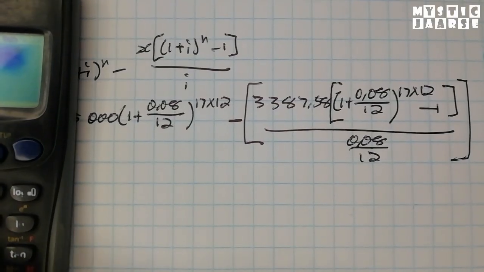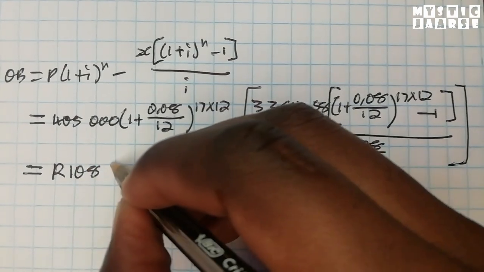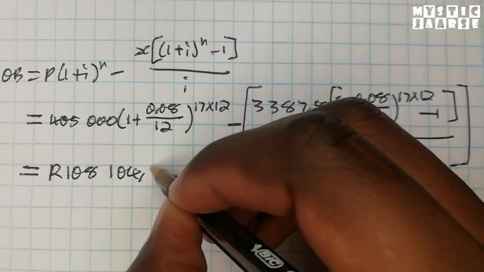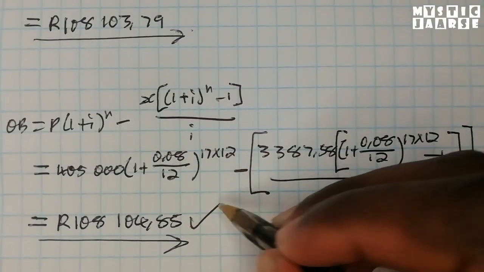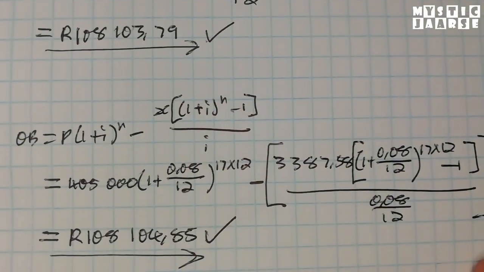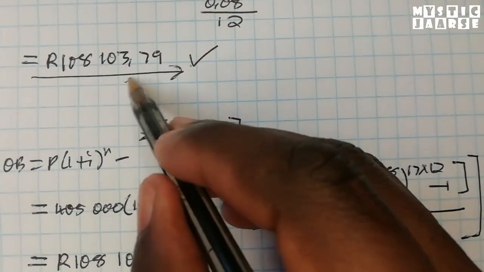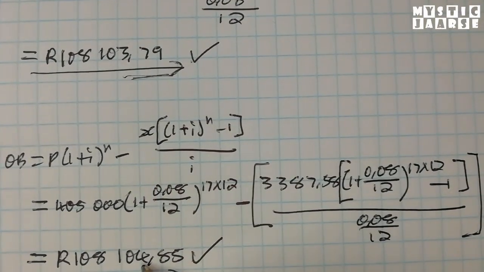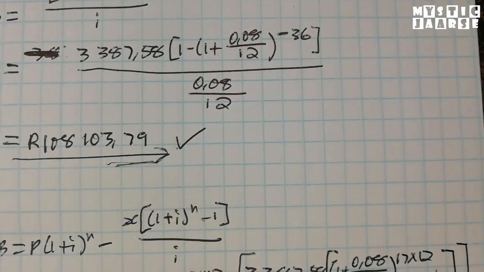So we have 405,000 rand. The answer that we get is 108,104 rand 85 cents. I think you can still get all the marks even if you use either formula because both formulas are correct. It's just that the answers are slightly different. You see, this one is 4,85 and this one is 3,79.